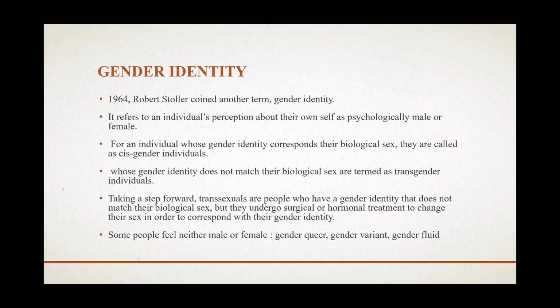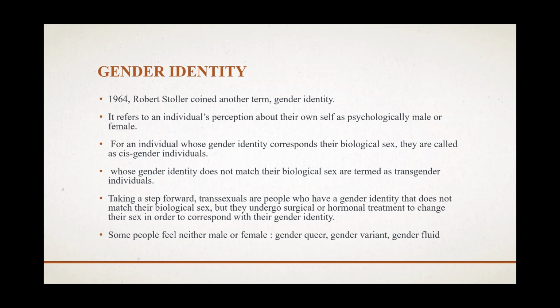If the individual's gender identity corresponds to their biological sex, they are called cisgender individuals. If their gender identity doesn't match their biological sex, they are called transgender individuals.